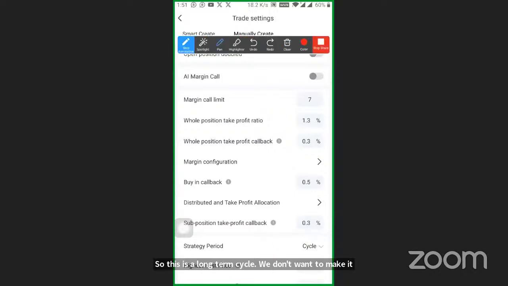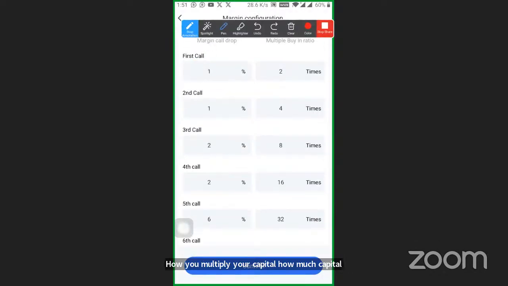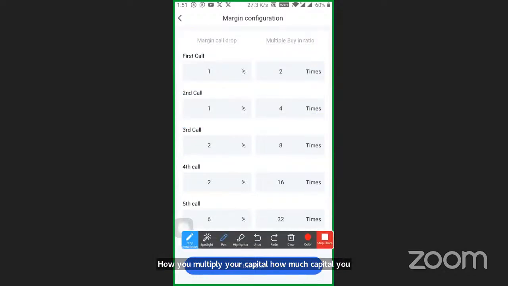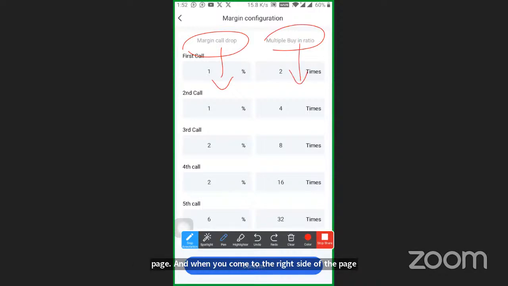Okay. So now let's go to the main part of the trading parameters, that is called margin configuration. How you multiply your capital, how much capital you require are all the things that you see here. You see here, we have margin call drop and we also have multiple buy-in ratio. What are these meant for? These are the market drop you want to cover. How much market drop that you want to cover is designed on the left side of the page. And when you come to the right side of the page, this is how much capital that you want to use in each margin call.